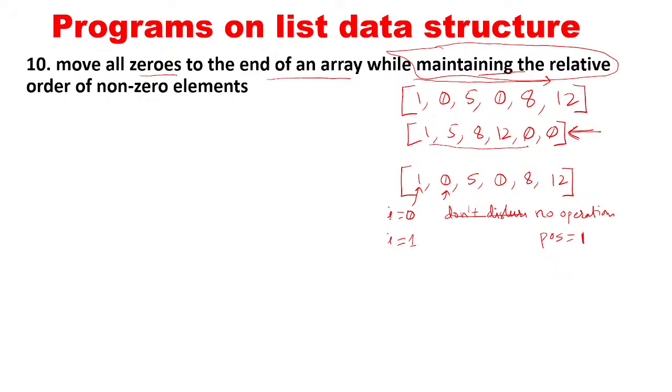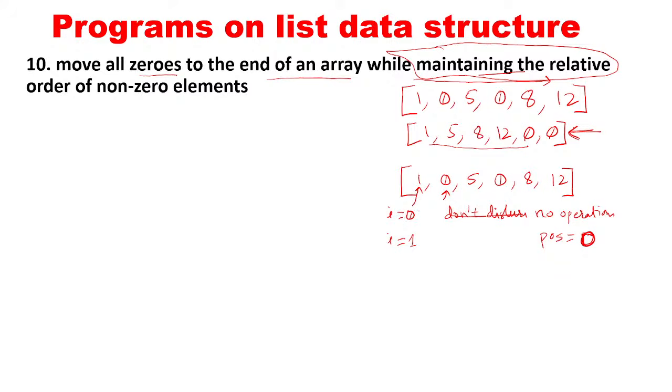Then we'll keep track of this I value here. So I is equal to 1, and it is a 0 value. How do we start initially? Initially we start with the position as 0, and we start traversing the array from the first element, I is equal to 0 here.